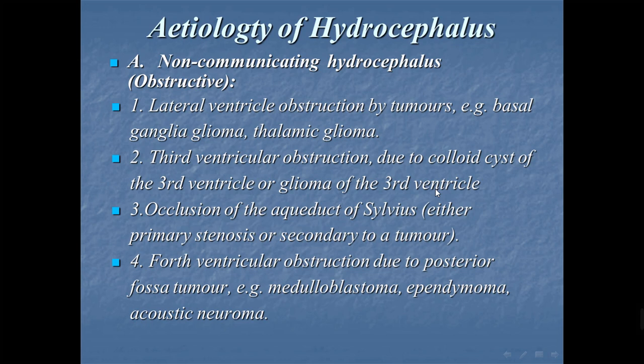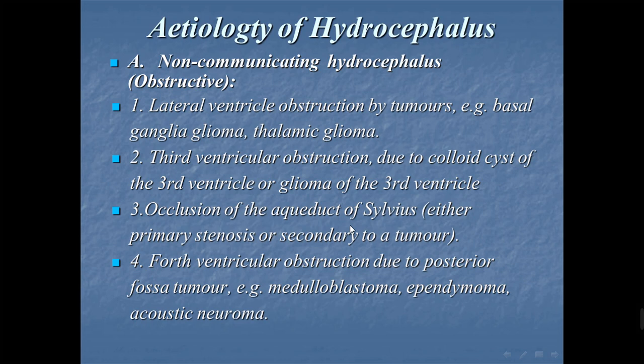Now, what are you going to see in the CT scan of the brain? You will see that the lateral ventricles, right and left, are both dilated. The third ventricle will be seen as occupied by the tumor, and the fourth ventricle will be seen normal or smaller in size. Now we go lower down, between the third and fourth ventricle. Occlusion of the aqueduct of Sylvius, either primary stenosis, which is the most common cause, or secondary to tumor, will result in what is called triventricular hydrocephalus, with enlargement or dilatation of both lateral ventricles and of the third ventricle. There is no mass lesion, but you will see that the fourth ventricle will be normal or smaller in size.